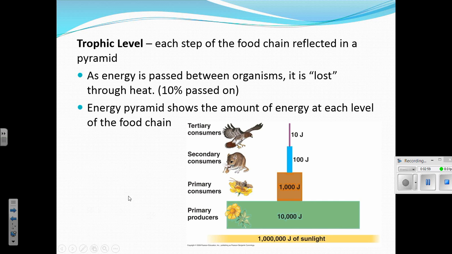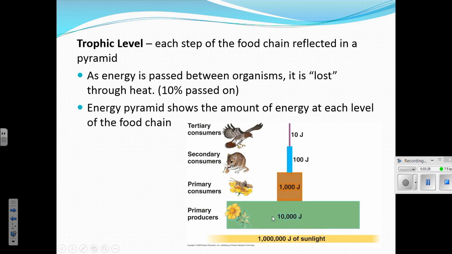When we look at the amount of energy in each level, this is called the trophic level, and troph means to eat. So basically you're looking at the levels that you're eating at. So let's say we start with about 1,000,000 joules of sunlight. The primary producers are going to obtain about 10,000 of those joules. The rest of them are going to be lost as heat. The sun radiates the heat and stuff also.